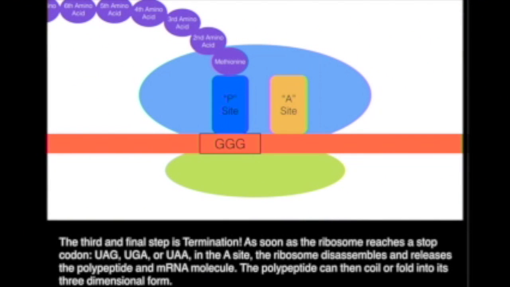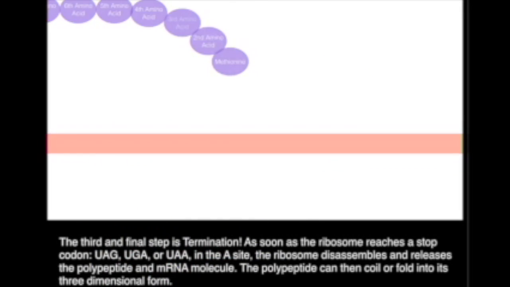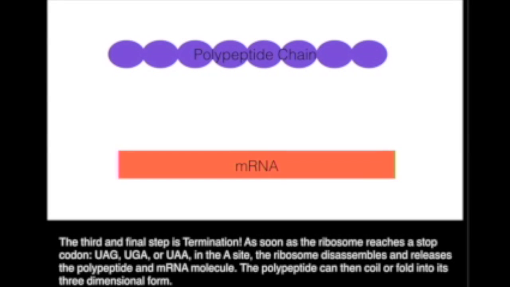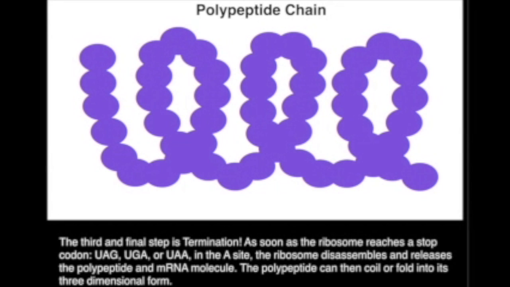The third and final step is termination. As soon as the ribosome reaches a stop codon, UAG, UGA, or UAA in the A site, the ribosome disassembles and releases the polypeptide and mRNA molecule. The polypeptide can then coil or fold into its 3-dimensional form.